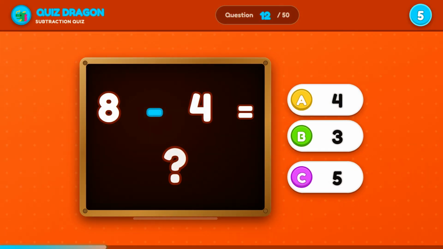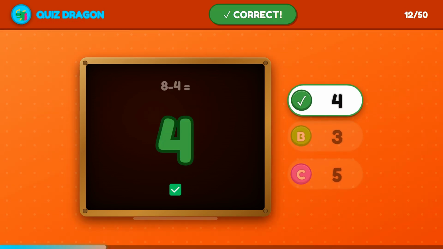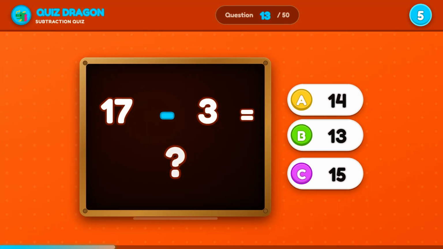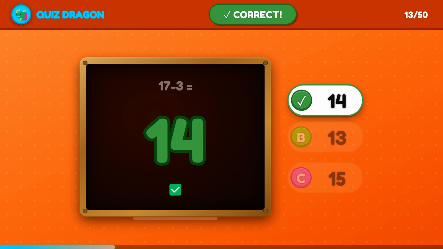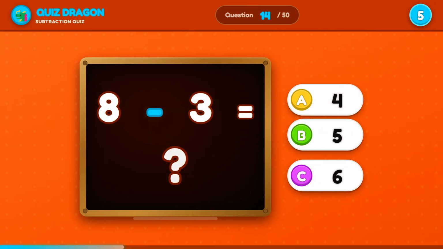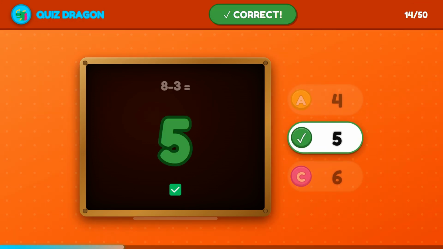Question 12. What is 8 minus 4? The correct answer is A, 4. Question 13. What is 17 minus 3? The correct answer is A, 14. Question 14. What is 8 minus 3? The correct answer is B, 5.